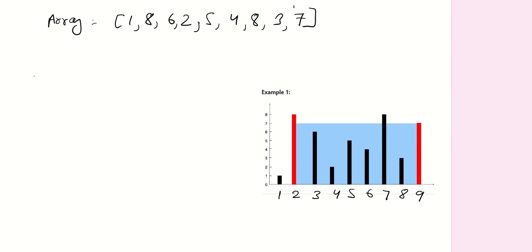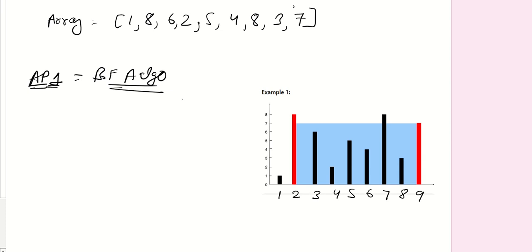So approach 1. In a basic approach, that will be our brute force algorithm. Let's try to understand how you can solve it with a brute force approach. Let's say I'm starting my loop from this index, this will be i, and then j will be here. I keep on increasing j, and I try to store the water. So in our first iteration, i will be 1 and j will be 2.